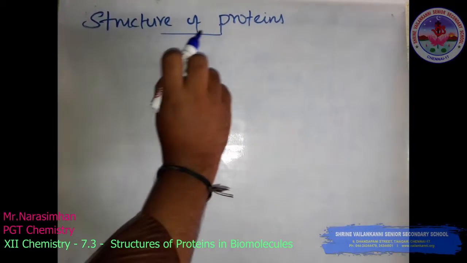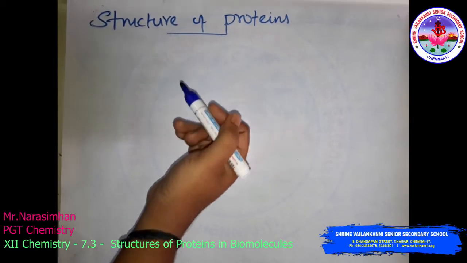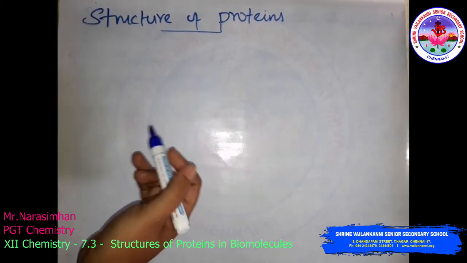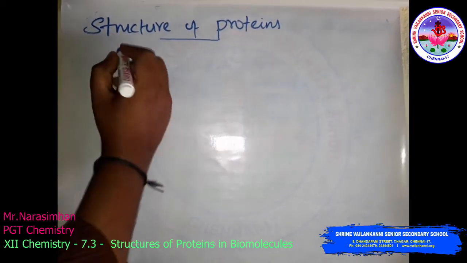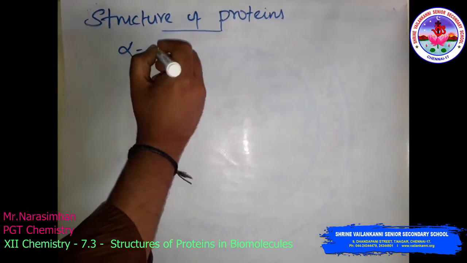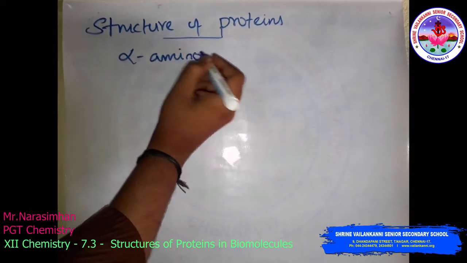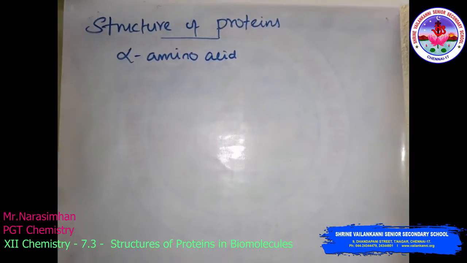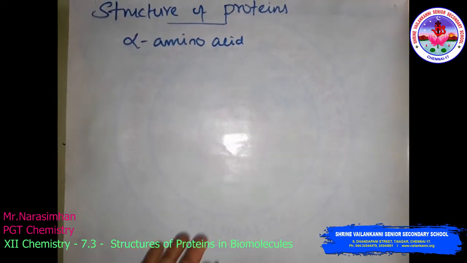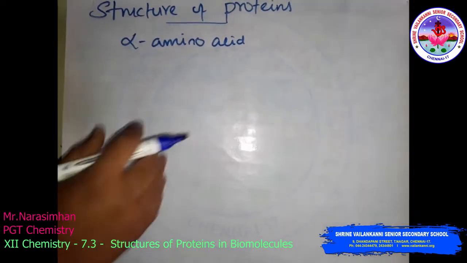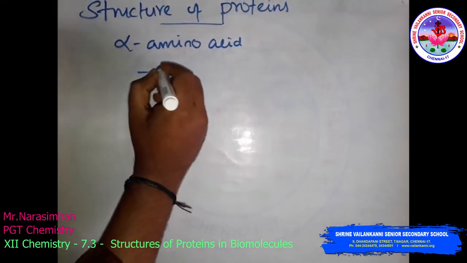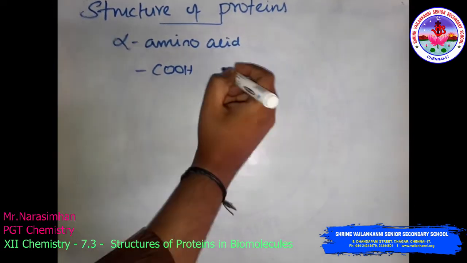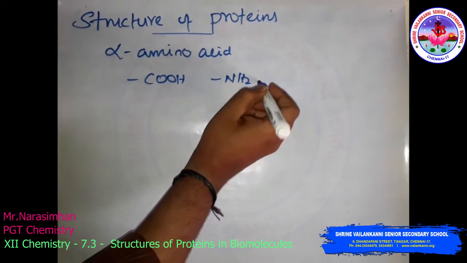Next is structure of protein. Proteins, as you already read, are polymers of the alpha amino acids. They are connected with the peptide bond or the peptide linkage. They are formed between the COOH group and the NH2 group.